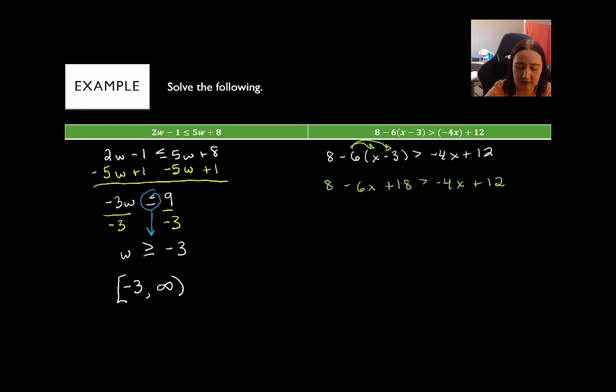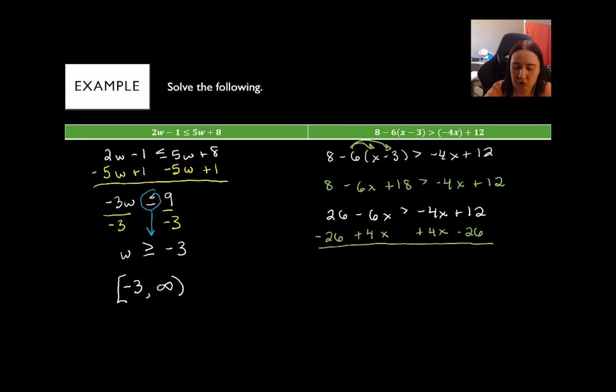And now I need to add like terms on the left because I've got 8 plus 18. So that's going to give me 26. So I'm going to get 26 minus 6x is greater than negative 4x plus 12. So now I'm in the spot where I'm going to move my x to the left. So I'm going to add 4x to both sides. And then I also want to subtract 26 from both sides.